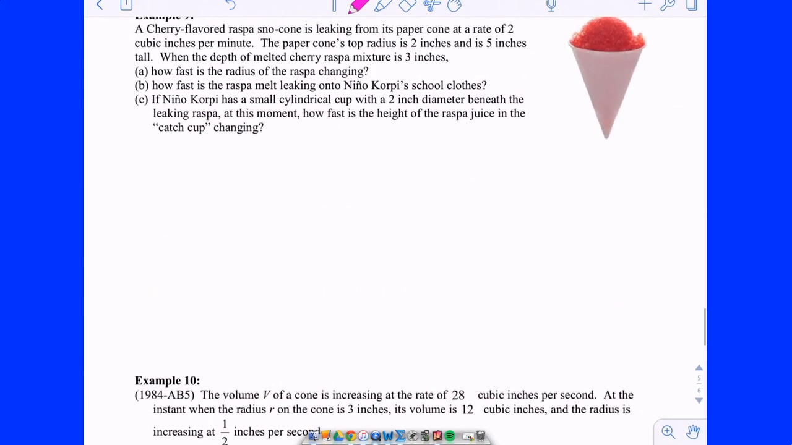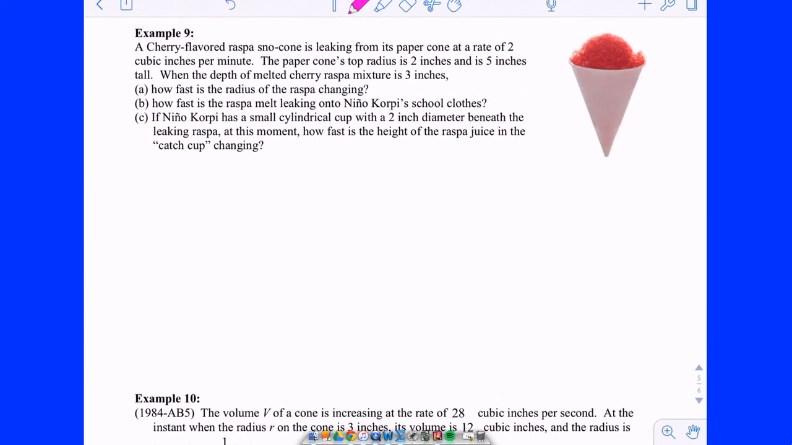Okay, so be working on that Related Rates 8 worksheet. It'll be due on Monday. We'll probably have another short quiz on Monday, not one of these awesome ones like today.